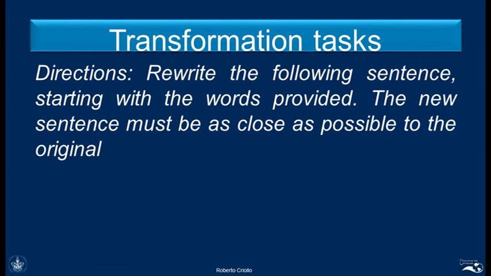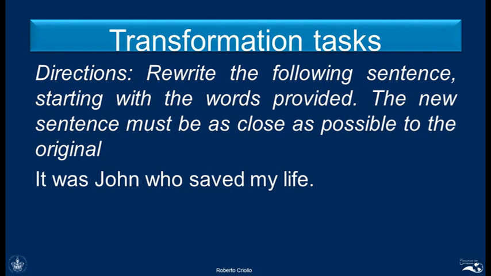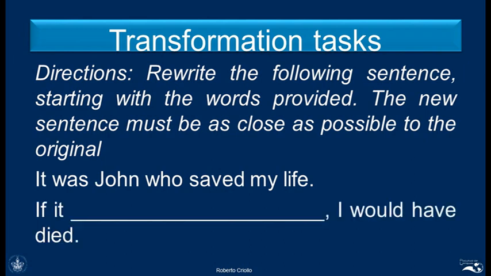We have to rewrite the following sentence starting with the words provided. Okay? Here is the original sentence. It was John who saved my life. Now, we have to transform the sentence to fit the new sentence by filling in the blanks with the words that are necessary. So, to keep the original meaning, we have to use a third conditional. If it hadn't been for John, I would have died. These kind of exercises are very difficult, and normally, in this section of the Cambridge exams, people make a lot of mistakes. We do not get a lot of points in this kind of section.